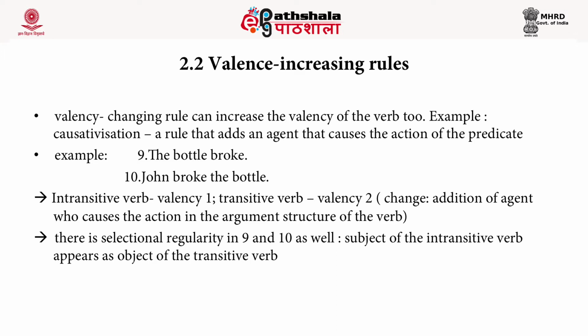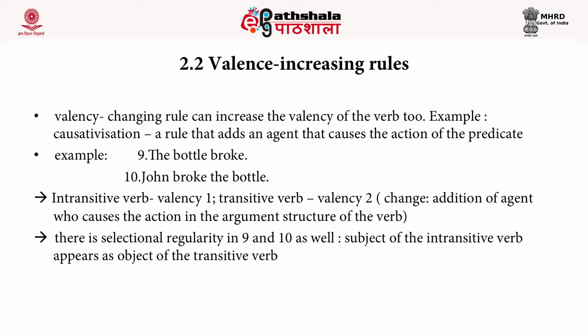For example, see the sentences 9 and 10. The bottle broke, John broke the bottle. In the intransitive verb, valency of the verb broke was 1. But in the transitive verb, the valency increases to 2. Here we have addition of John as an argument that is the causer of the event of breaking the bottle. Thus, causativizing this verb has increased the valency of the verb by adding an argument in its argument structure.